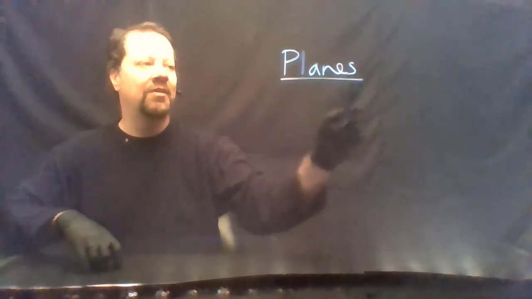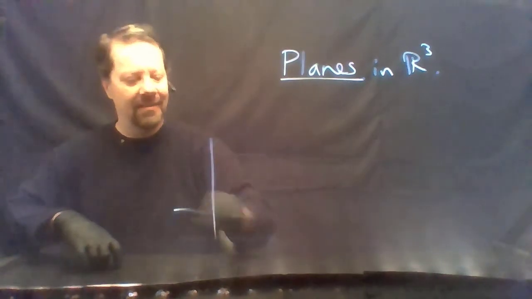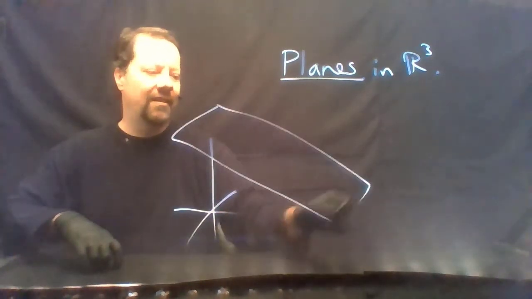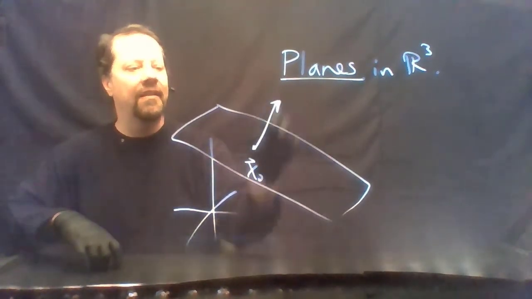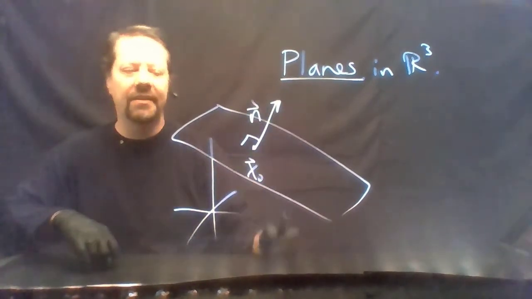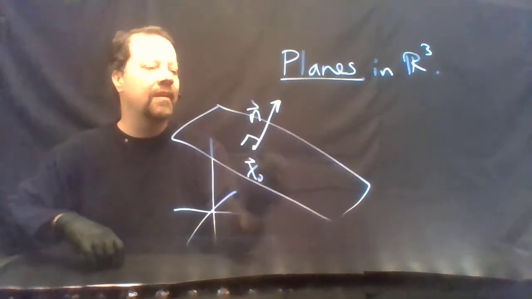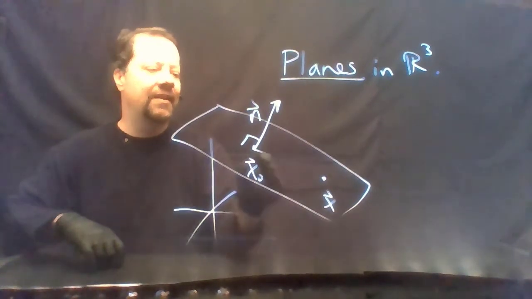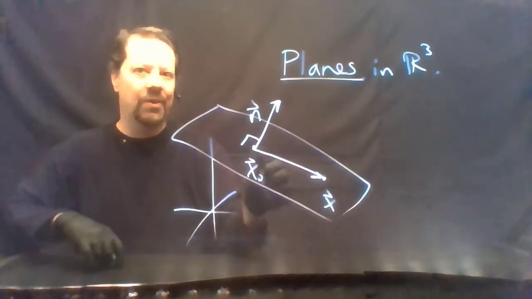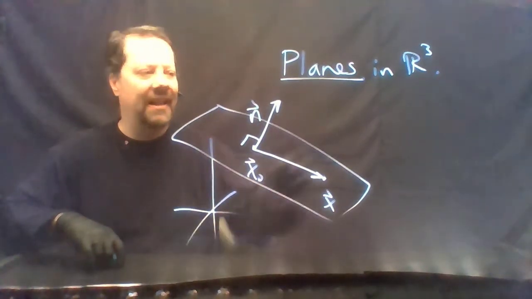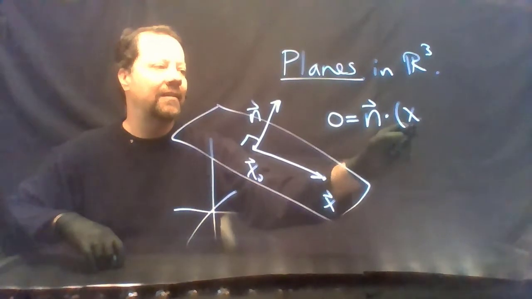Now I would like to talk about planes in R3. If you have some plane in R3, they'll have some point x0, and if n is a vector that is normal to the plane, that means orthogonal to all the tangent vectors in the plane. If you choose any other point x in the plane, then the vector from x0 to x will lie in the plane, which means it will be orthogonal to the vector n. Two vectors are orthogonal if and only if their dot product is zero.